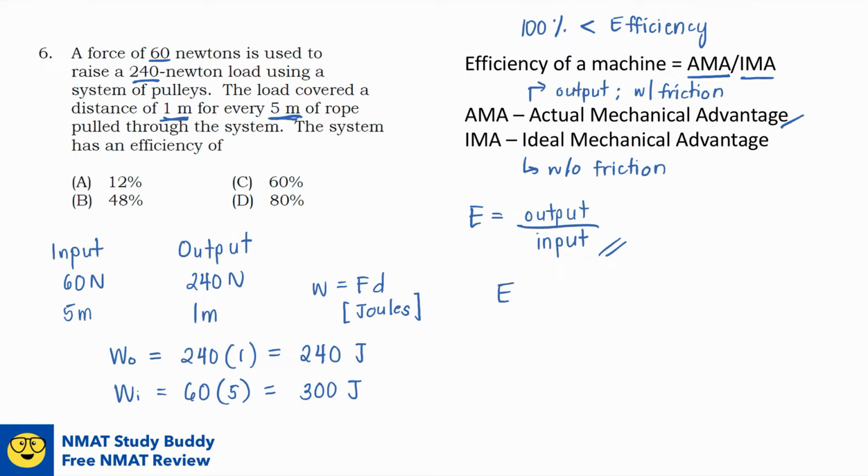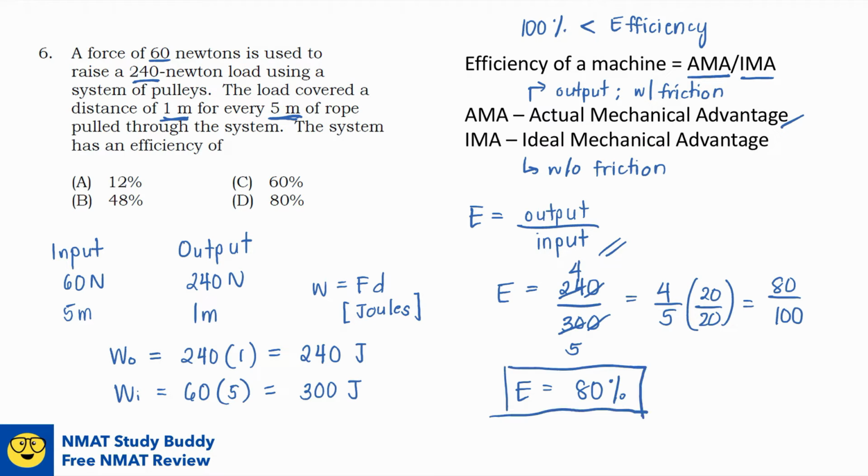So, yung efficiency ng machine natin is equal to work output, 240 over 300 joules. So, cancel yung 0 and then yung common factor is 6. So, 24 divided by 6 is 4, 30 divided by 6 is 5. So, 4/5 times 20 over 20 is equal to 80 over 100. So, yung efficiency niya is 80%. Yung correct answer dito is letter D.